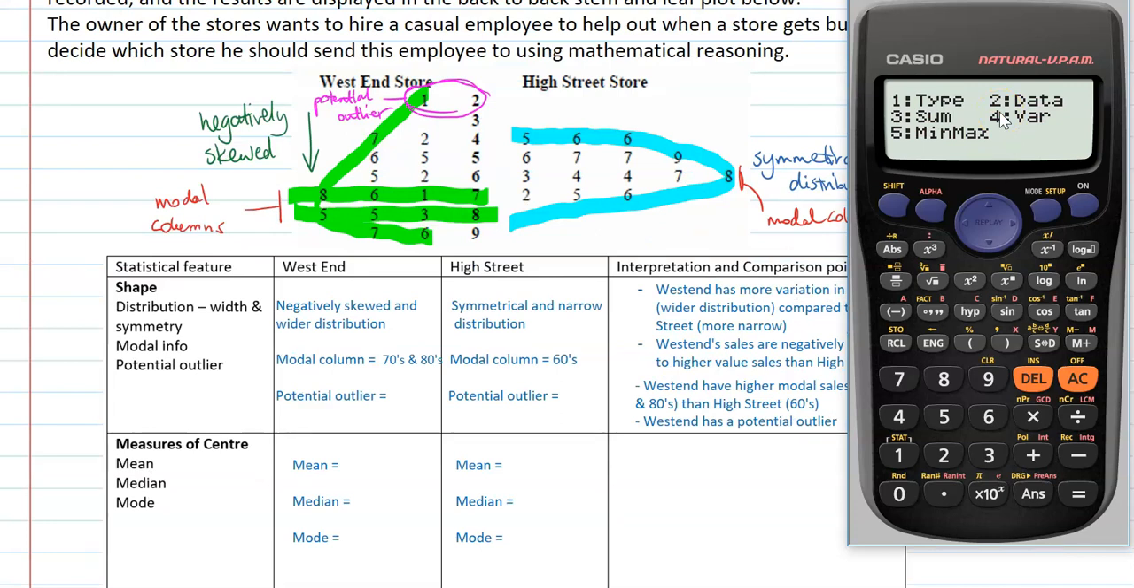So the first calculation I'm after is the mean. So I'll access the statistical menu again, and I'll select option 4, and I want option 2 for the mean, and just press equals. So the mean value for West End store is 67.93 sales.